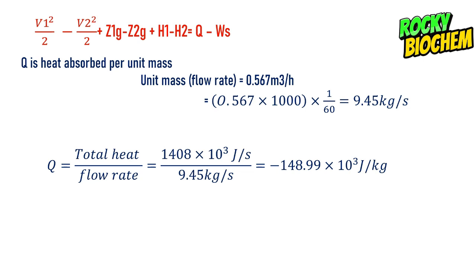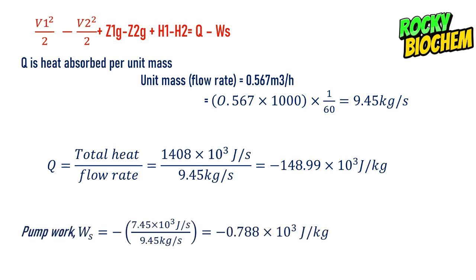So, as I said, our Q is giving us the total heat absorbed per the flow rate. So we have to just divide this value given in the question, that's the 1408 kilojoule per second, by the flow rate, which is 9.45 kilogram per second. So when you do the division, you are going to get 148.99 times 10 to the power 3 joule per kilogram. And don't forget that the system gave up heat. That is, the system lost heat. So we have to introduce a negative sign in front of our Q value here.